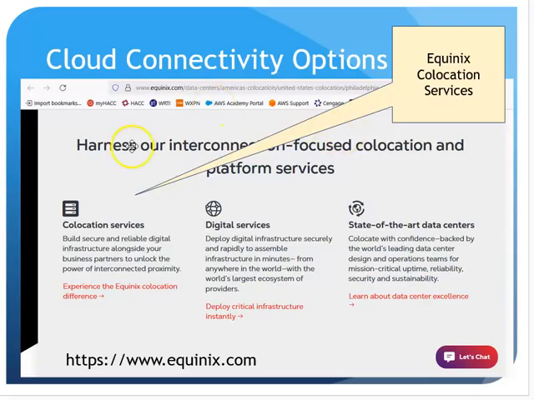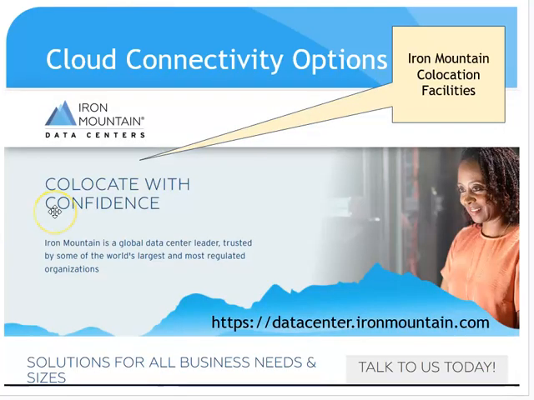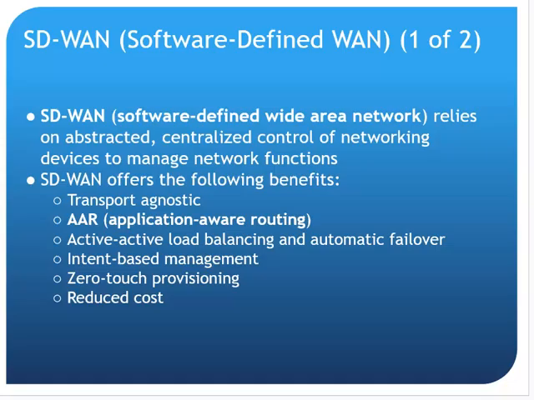I pulled up one or two of those companies that were on that map, showing you that they're colocation services. And here's even one, Iron Mountain and so forth. So different companies providing that connection service.